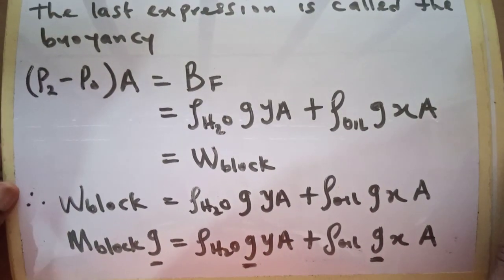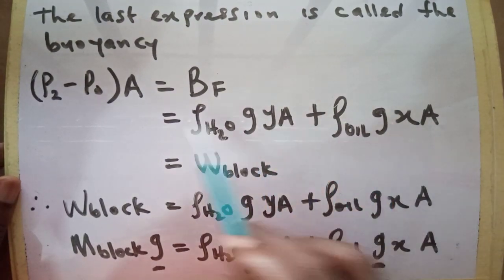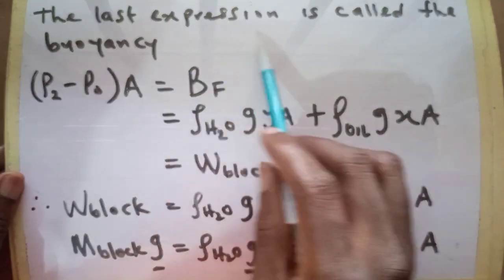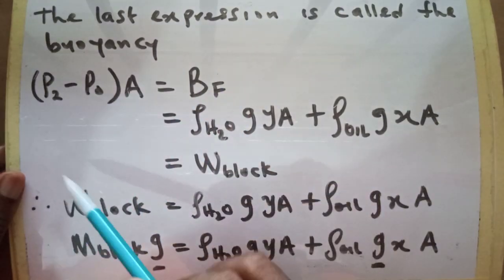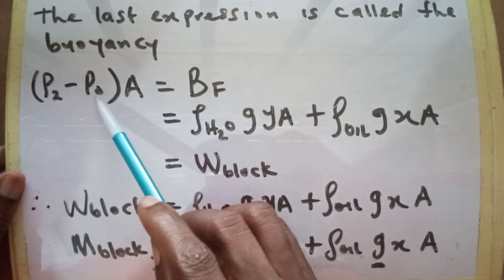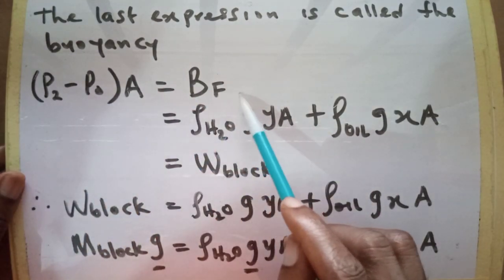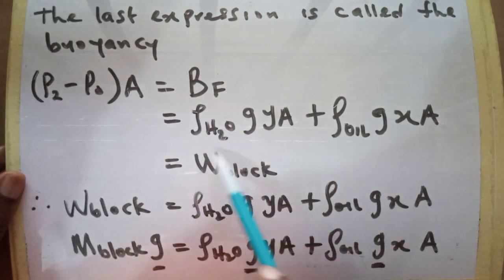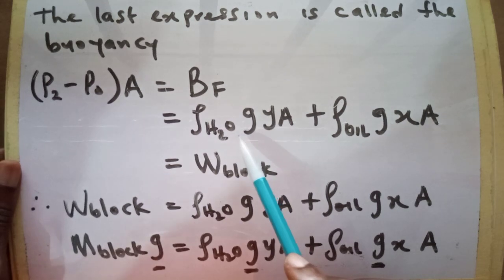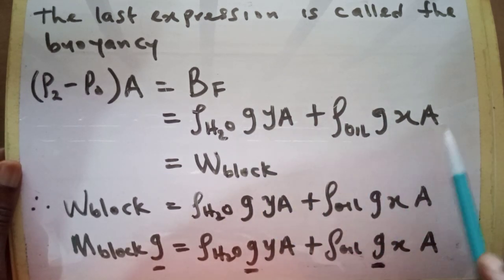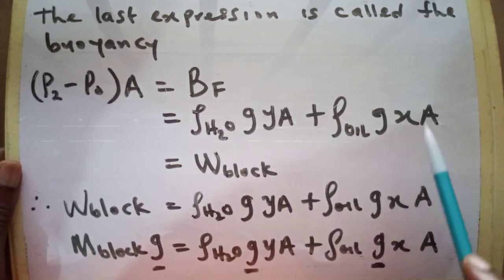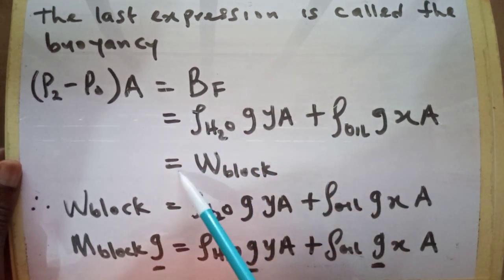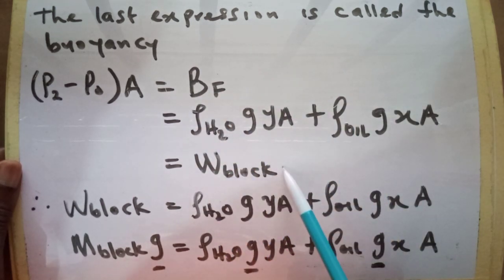So the last expression is called the buoyancy. (P2 minus P0) A is equal to BF. This is a buoyant force, which is equal to this expression, which was found in the last expression, plus this part also. Now, this buoyant force must be equal to the weight of the block.